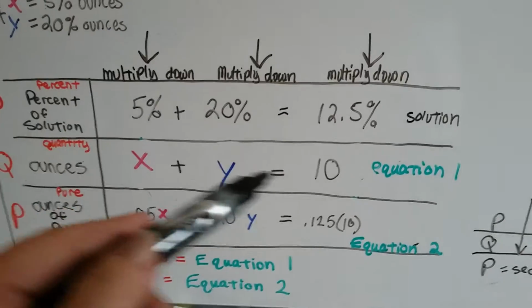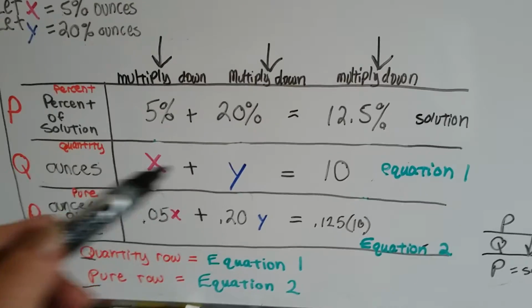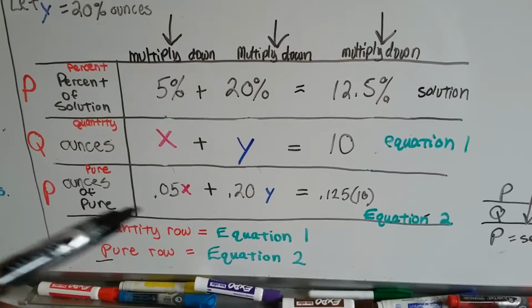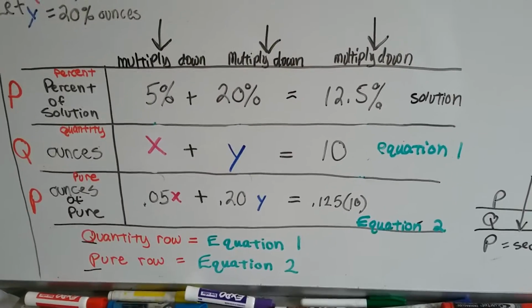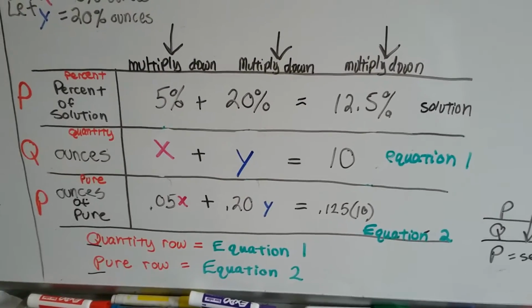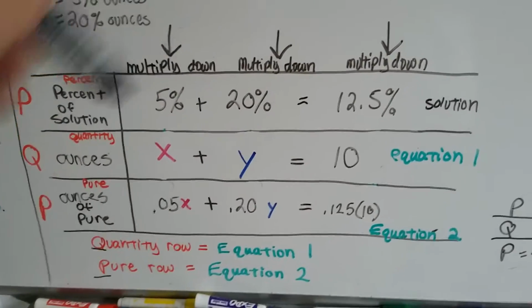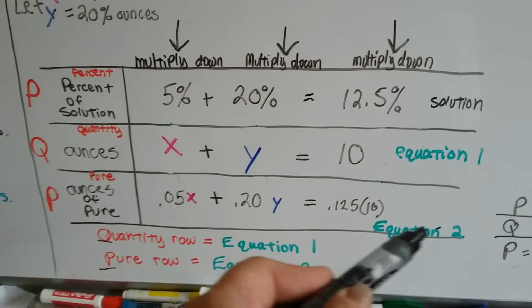We have our first equation given here in the Q row, and in the pure row, the last P, it gives us our second equation. See? Do you see how we did that? Just remember, multiply down, multiply down, multiply down, and that gives us equation number 2.